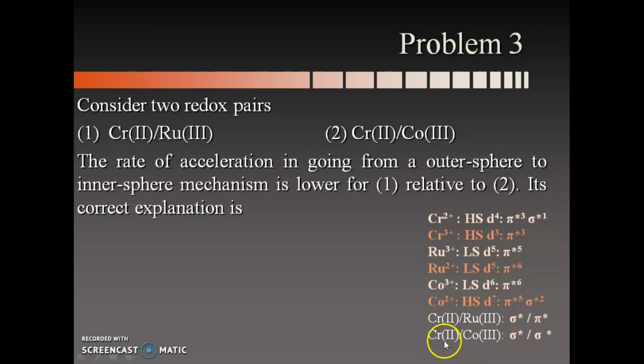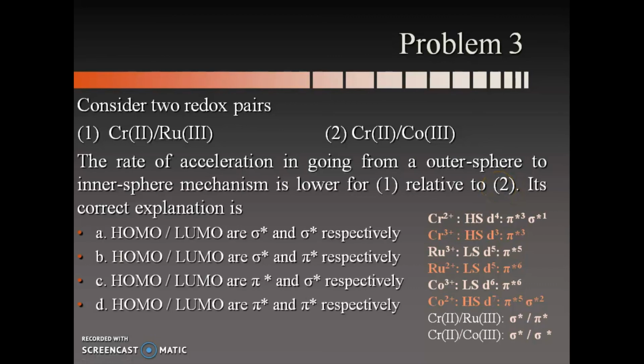So we know that when it is going to be a sigma star electron transfer, the inner sphere mechanism is going to be easier, right? So let us now check out the options. Now in the options, they have given HOMO and LUMO. So what is this HOMO? HOMO is the highest occupied molecular orbital. In the case of chromium, the highest occupied molecular orbital is sigma star. And LUMO is the lowest unoccupied molecular orbital. The lowest unoccupied molecular orbital in the case of ruthenium 3 plus is pi star, and in the case of cobalt it is sigma star.